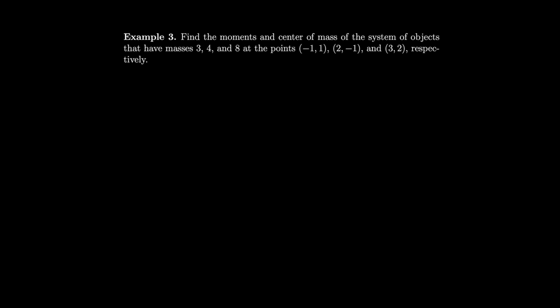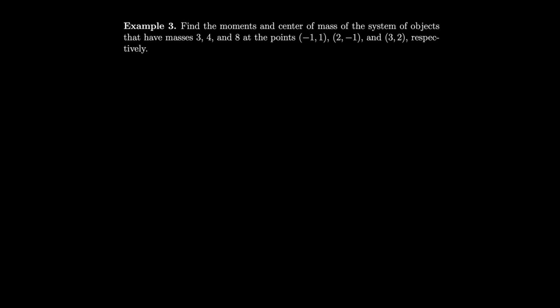So let's do an example of that. Let's find the moments and center of mass of the system of objects that have these masses and these points. So let's look at the moment about the y-axis. We need the mass 3 at the point minus 1, 1. So this is about the y-axis, so how far we are away from the y-axis is a distance x. So we'll multiply by the x value over there. And then similarly, the next mass is at 4, and that's a distance of 2 away from the y-axis, plus 8, a distance of 3 away from the y-axis.